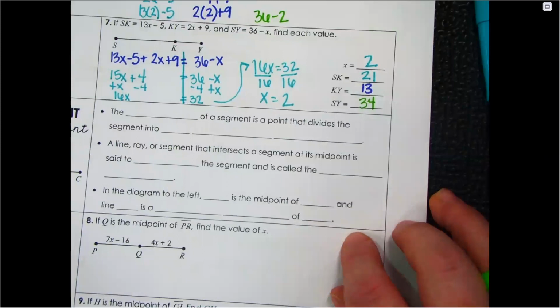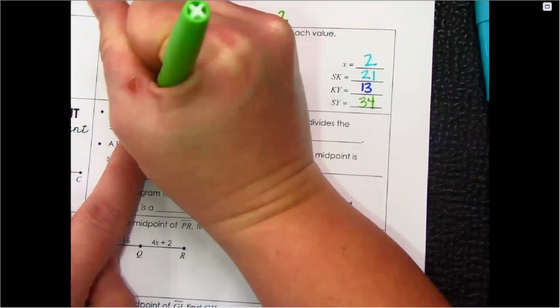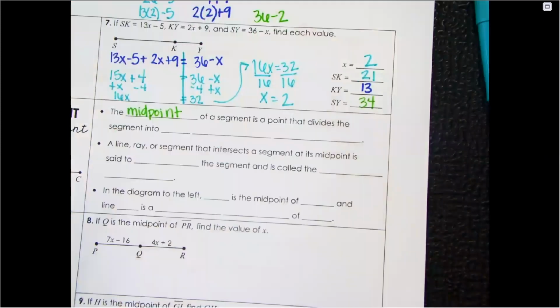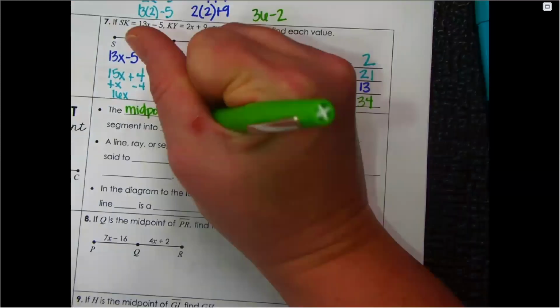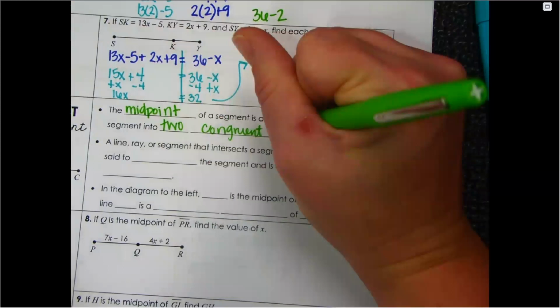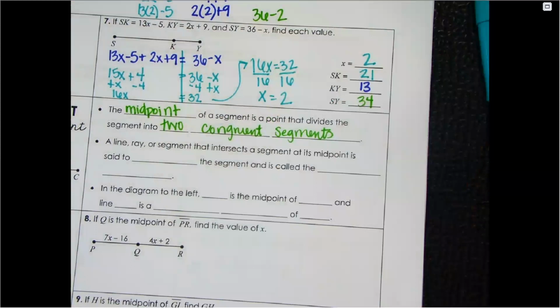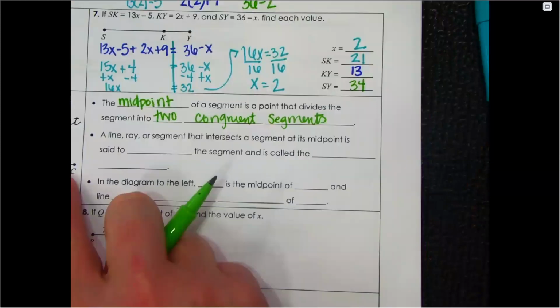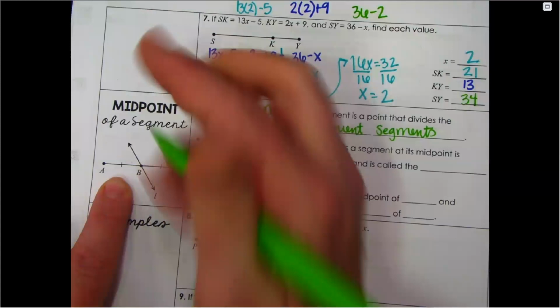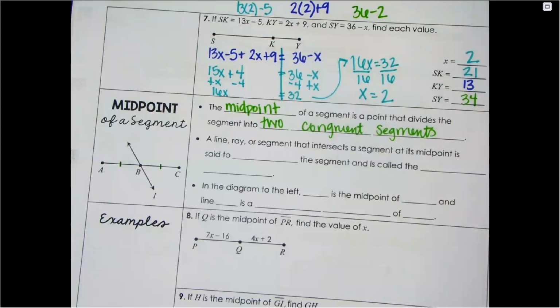All right. The midpoint. The midpoint of a segment is a point that divides the segment into two congruent segments. So if you have a midpoint, your two segments are going to be congruent. And they note that on your example, down here, you see these little tiny marks? Anytime you see those little hash marks right there, they're showing you congruency. So if they have that there, then you know that those are going to be congruent.